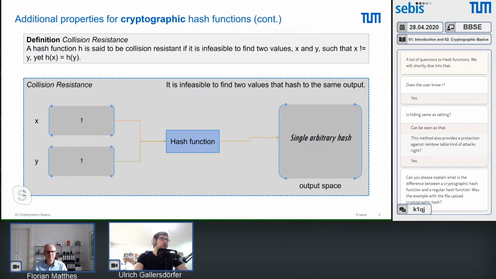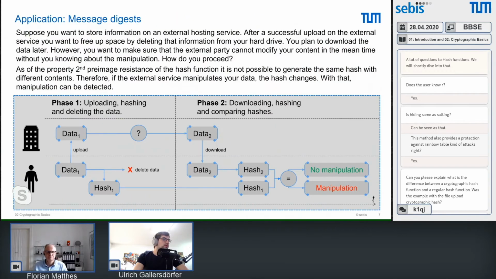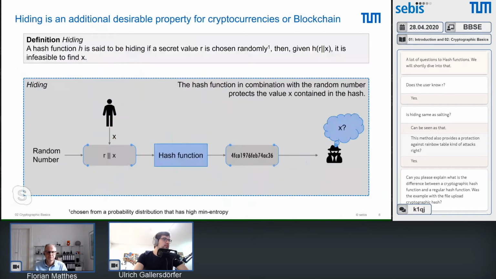Okay. Yeah. So I have to scan a little bit through it because a lot of people had a question about second pre-image and collision resistance. We have that.